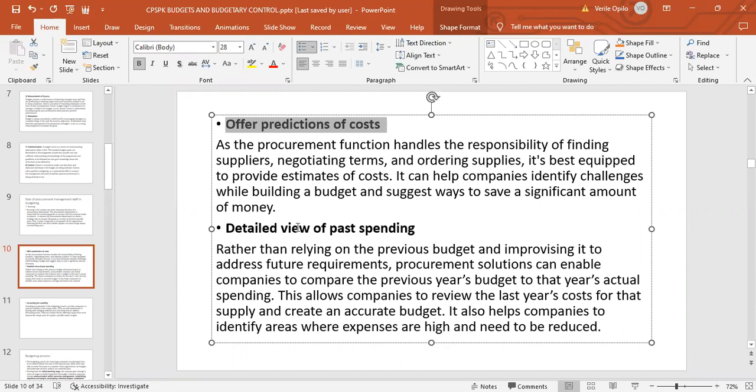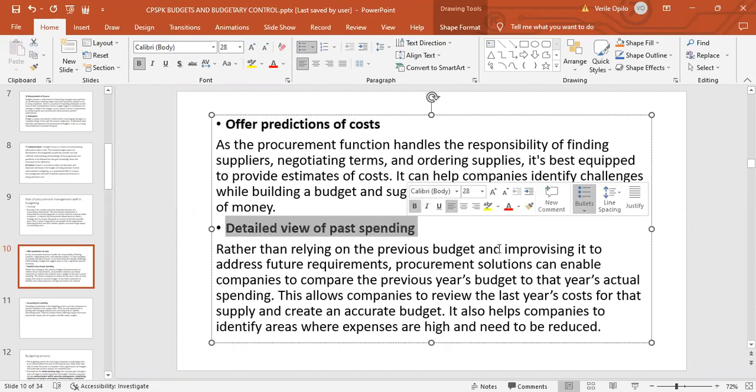Then they also provide a detailed view of past spending of the business, because in this case, you will find that the organization is going to require to create a budget. And again, the budget is going to be an estimate of the expected performance of the business in the future. So it is going to show what the business expects with regard to these costs.